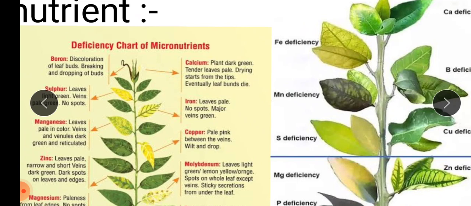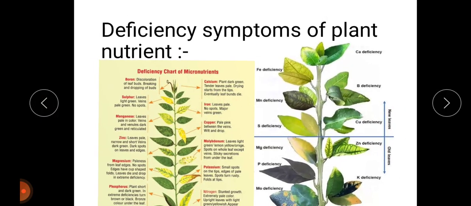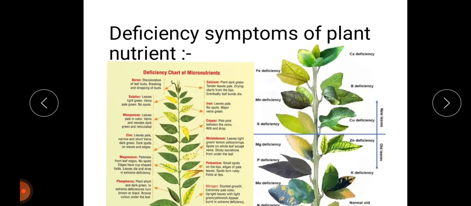After that, sodium: the size of a number of younger leaves is reduced. These are among the essential nutrients. And nickel is also a very important nutrient, with low dry matter production and decrease in amino acids. So basically these are the different micronutrients and major nutrients and their symptoms we discuss here.